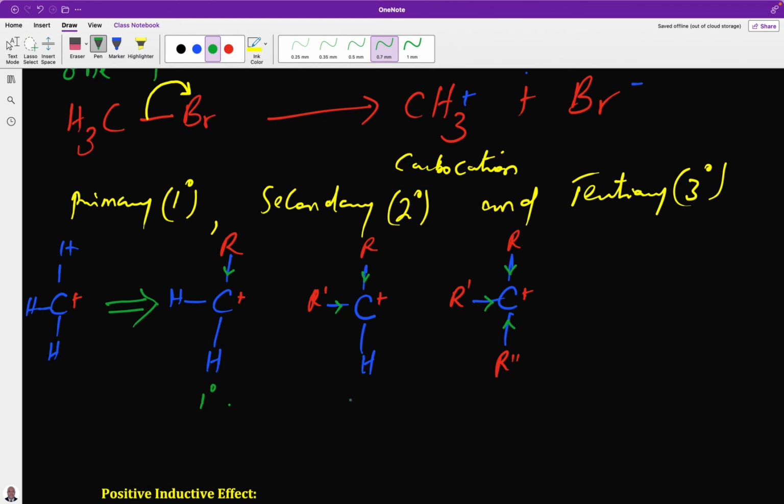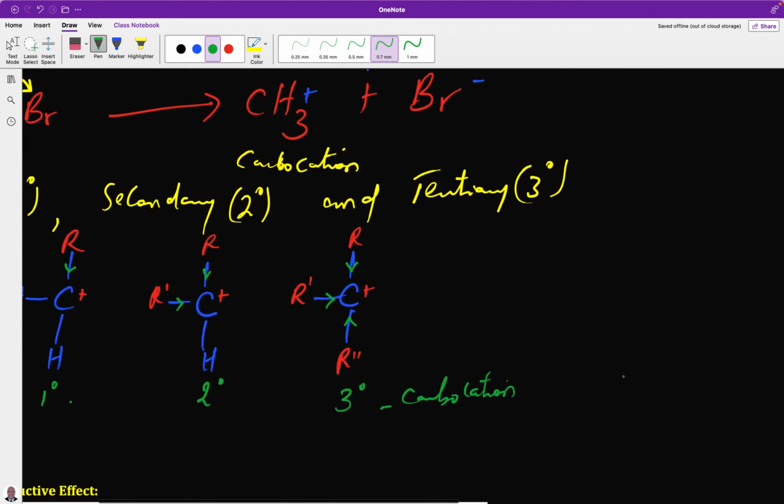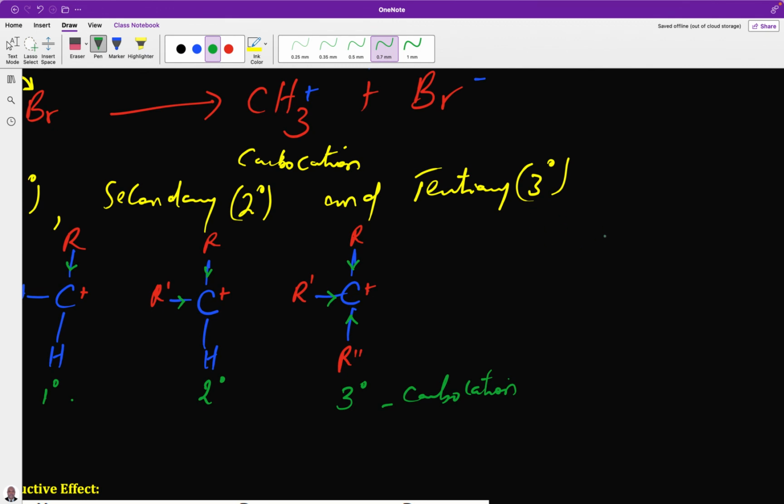So this is secondary, and this is tertiary carbocation. Now, it should be noted that the arrow here represents what? The arrow here represents an alkyl group. The arrow is equal to the alkyl group, and the alkyl group could be a methyl group.